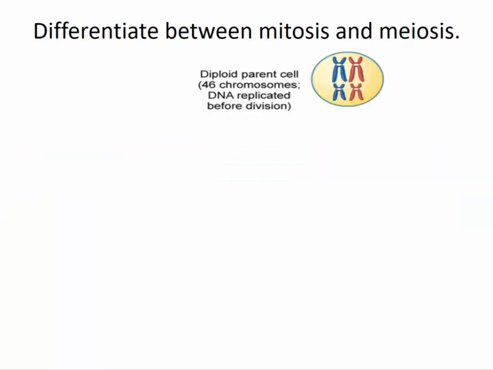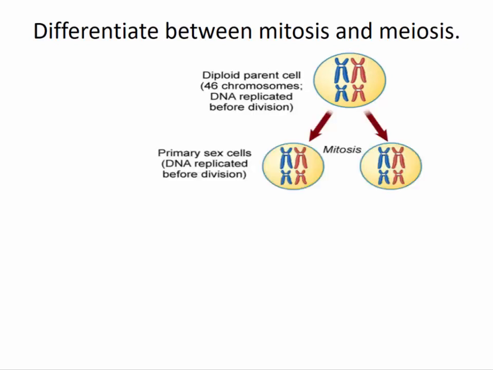Another image for that is we started off with a diploid parent cell. The diploid is referring to di, meaning 2, and ploid, meaning chromosomes. So we have 2 copies of all the chromosomes, 23 pairs, or 46 chromosomes, as is shown here. Those cells then undergo division in mitosis to produce 2 identical daughter cells, as we've stated.